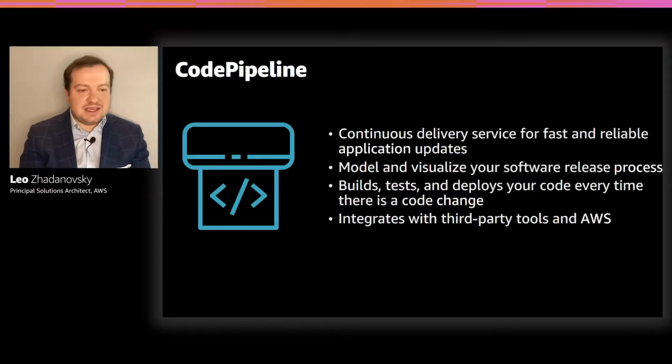So CodePipeline, again, is a continuous delivery service for fast and reliable application updates. It allows you to model and visualize your software release process, and I'll show you what that means in a second. It allows you to integrate builds, tests, and deploys into this pipeline, and you can set it up so they happen the same exact way every single time there's a code change. It also has integrations with third-party tools and AWS services. So I'll be showing you in my demo how it integrates with AWS Step Functions, for example.